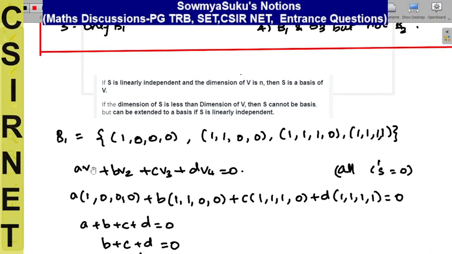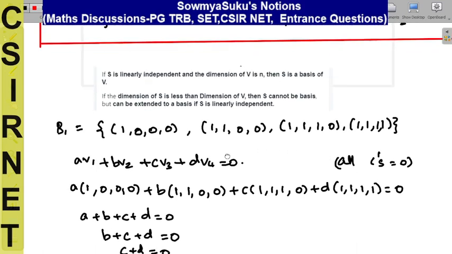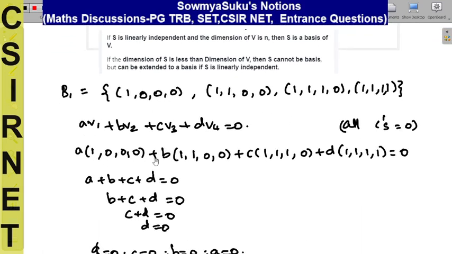For linear independence, we know that a V1 plus b V2 plus c V3 plus d V4 equal to 0 must force all the coefficients a, b, c, d to be 0. If so, it is linearly independent. So a V1 plus b V2 plus c V3 plus d V4 equals 0. Taking the first element alone, a plus b plus c plus d equals 0. Now take the second element: b plus c plus d equals 0.